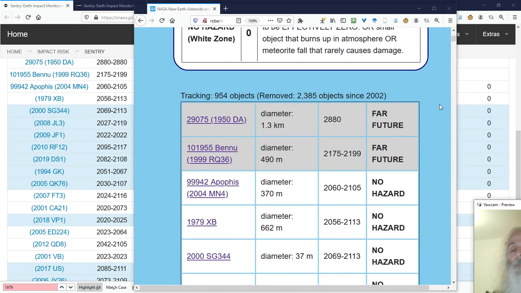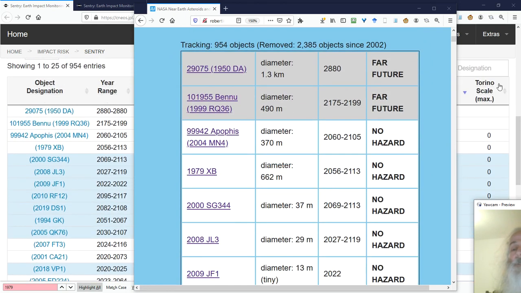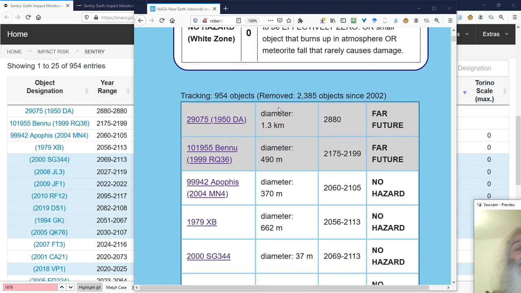If you go down to the table itself, I've got all the objects there, it's the same ones. You've got 1950 DA, 1950 DA, 2880 to 2280, they do it twice for some reason. And then they just have it blank. Blank there means far future, so I've just put the words far future. See 2880 and 2175 for far in the future. That's all that means. And 0 here means no hazard, so I just replace 0 by no hazard.